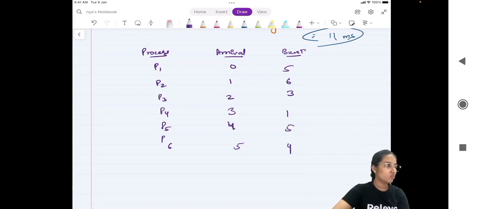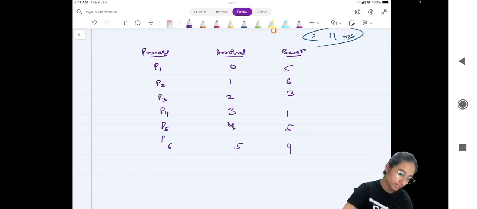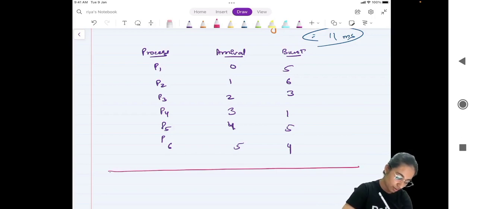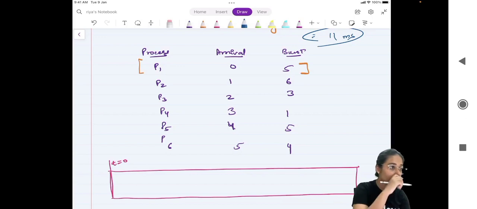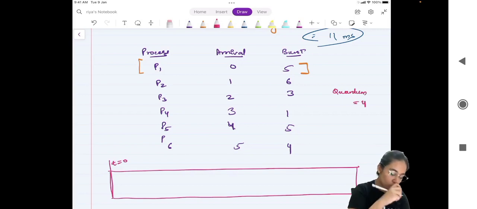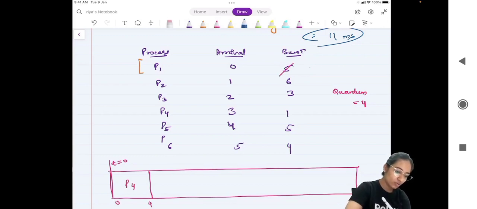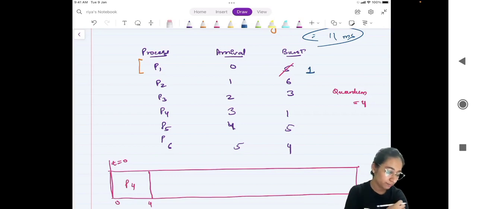So this is what it is over here. Now let's take a look at how the execution will happen. This is the Gantt chart. Here we are at t equal to 0. At t equal to 0, there is only one process, and this is the only one which will execute as well. Let's say the quantum is basically 4. So it will execute for 4 units, 0 to 4, and it still has one unit left.